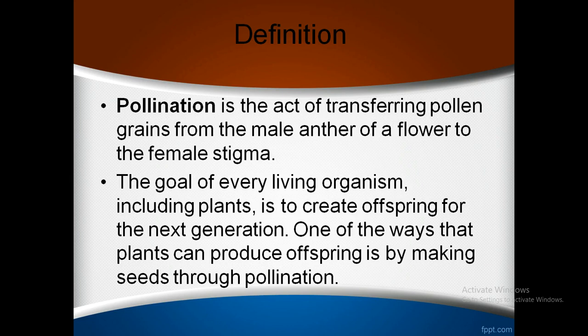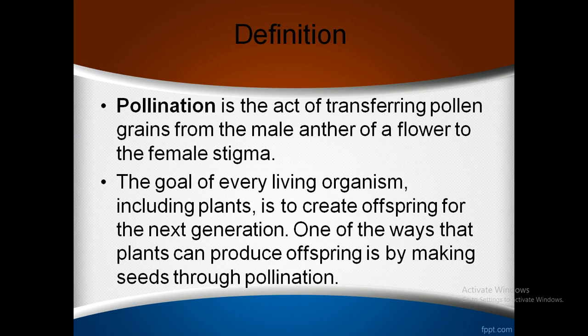Definition of pollination. Pollination is the act of transferring pollen grains from the male anther of a flower to the female stigma. The goal of every living organism, including plants, is to create offspring for the next generation. One of the ways that plants can produce offspring is by making seeds through pollination.